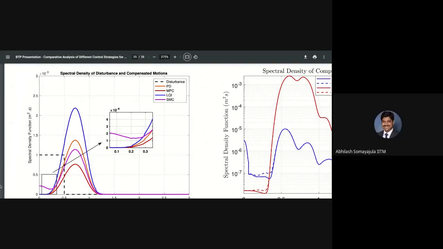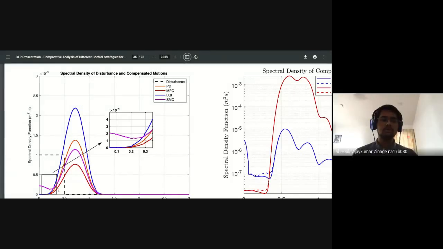And the lower the curve here, the better the performance, isn't it? Yeah. So the lower the curve near the 0 to 0.5 radians per second window, the better the performance of the controller in rejecting disturbance. Over here, all the controllers did well except SMC, the pink one, which showed some effect of the disturbance.